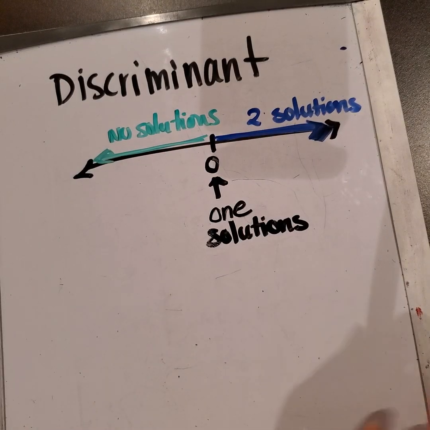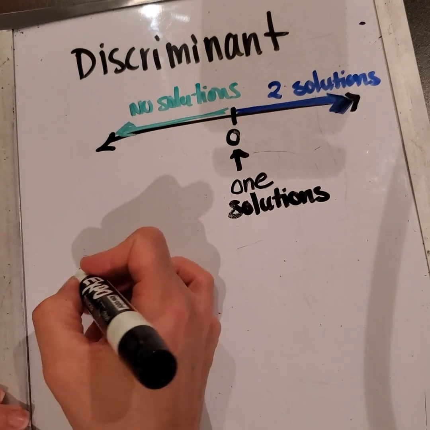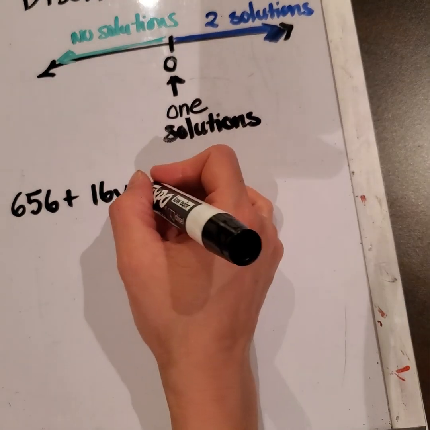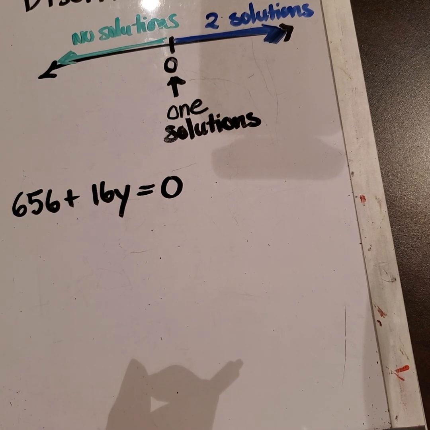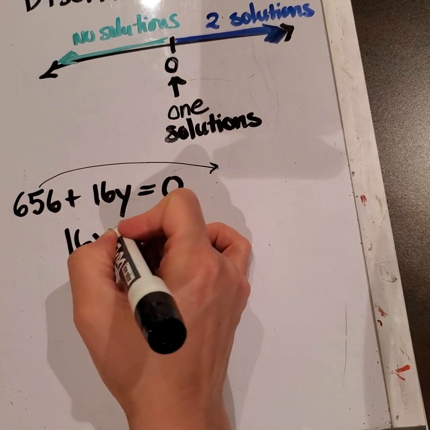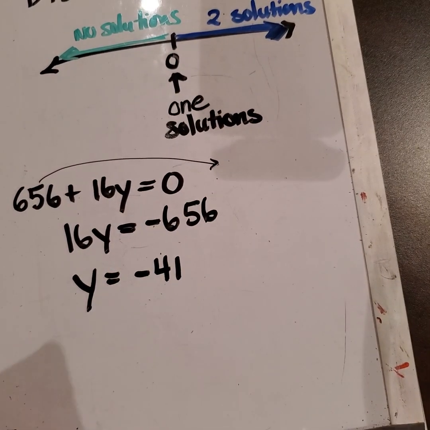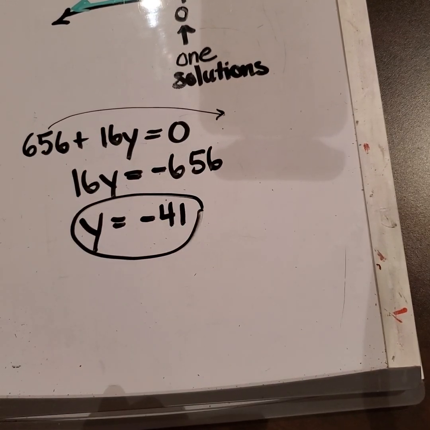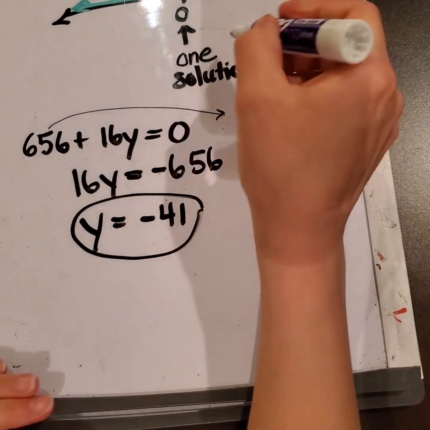Okay, so a while back, we found that this was the value of the discriminant. It was 656 plus 16y. So what we're gonna do is set that equal to 0 to find out when this equation will have one solution. So when y is equal to negative 41, this equation has one solution. Again, I thought I made this clear a minute ago, but I was confusing myself. Here we go.